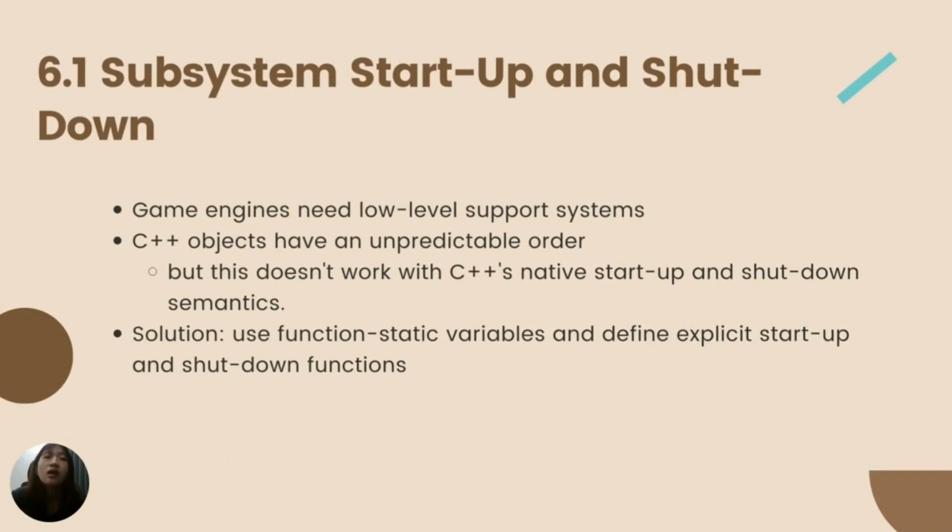Game engines need low level support systems. C++ has unpredictable orders, so singletons are often used, but they don't work with C++ native startup and shutdown semantics. The solution is a function with static variables. We define explicit startup and shutdown functions to control the global singleton construction order and allow each singleton manager class to be called in the required order.